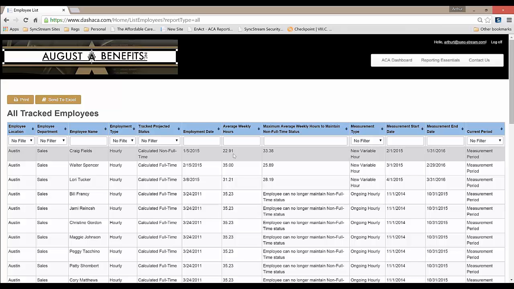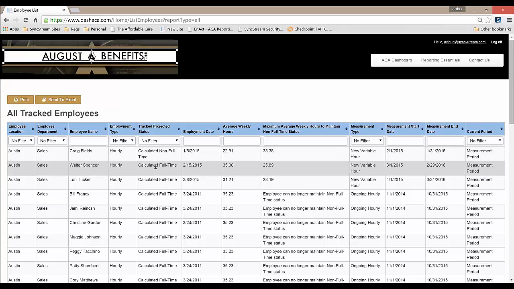And obviously, being full-time or non-full-time has a significant impact on an employer. If they are full-time, you may need to offer them the opportunity to enroll in health care coverage. They can potentially trigger tax liabilities for you, and you must report on these employees. So it's very critical that you know who these employees actually are, and this system programmatically captures that information.